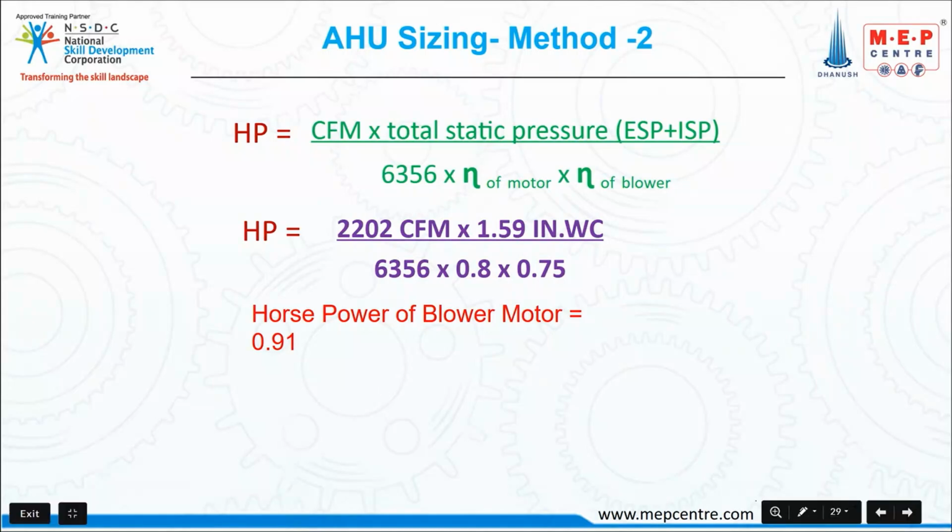Efficiency of the motor is taken from 60% to 80% of motor. मैं 1 HP का मोटर लिया तो will it work exactly 1 HP? No, right? So it may work from 60% to 80%. And blower का 55% to 75%.